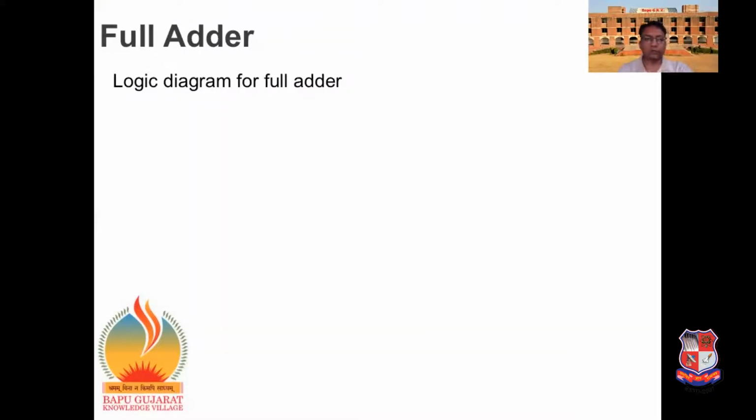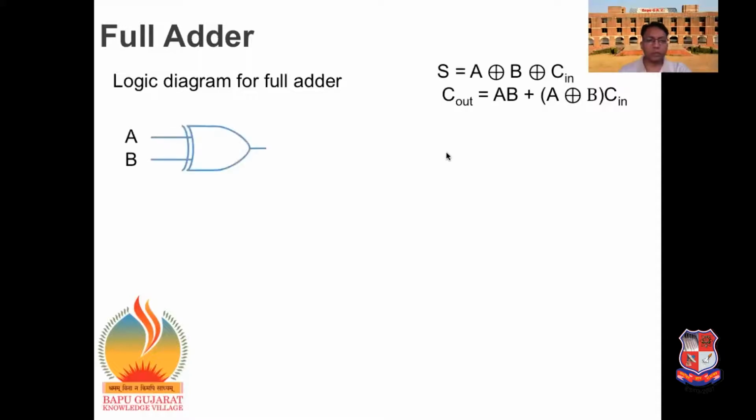Now let's see the full logic diagram for the full adder. Here the sum expression is A XOR B XOR Cin, and the Cout is AB or (A XOR B) times Cin. Now let's see the diagram of the full adder. Here we have the first XOR gate and the second XOR gate. The first XOR gate gives the sum of A and B. Then the second XOR gate gives the output of A, B and Cin, which means the total sum.